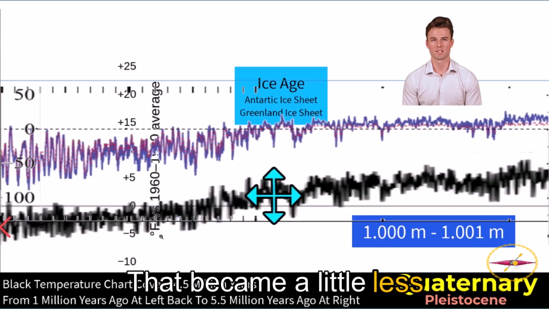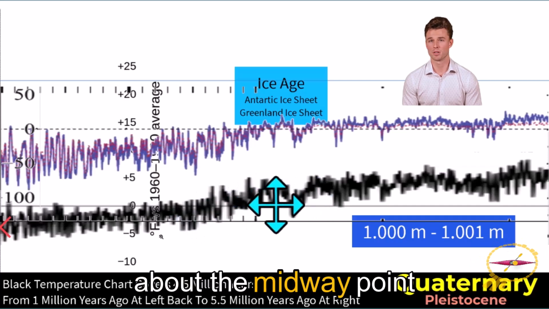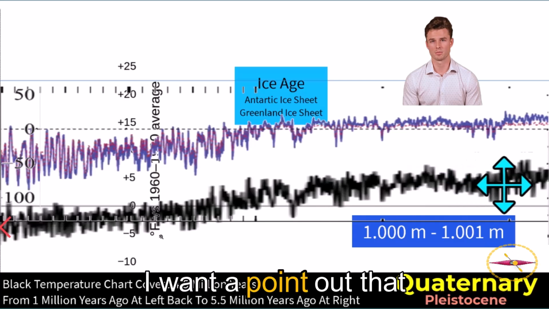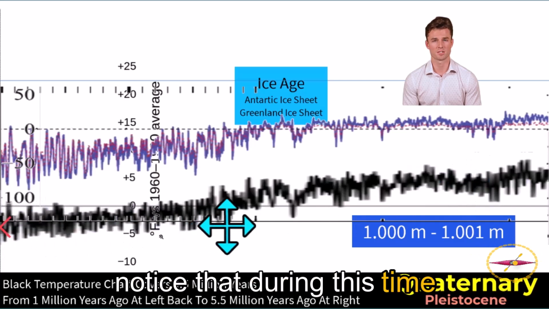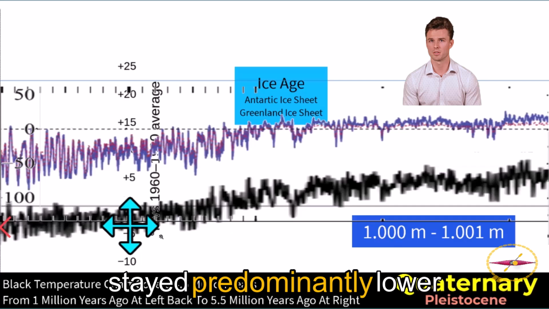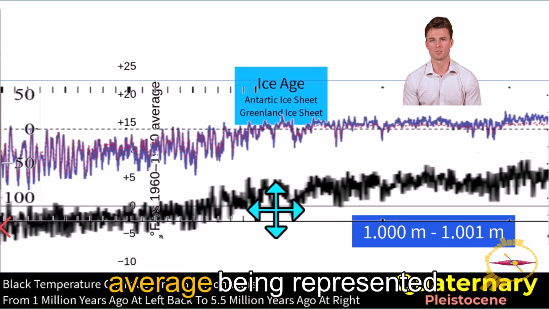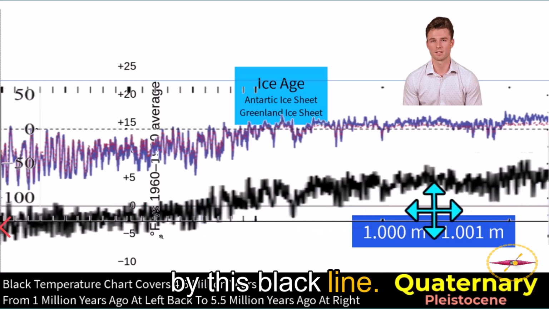That became a little less defined as we get past about the midway point here. I want to point out that during this time span, Earth's temperature stayed predominantly lower than our average today, the average being represented by this black line.